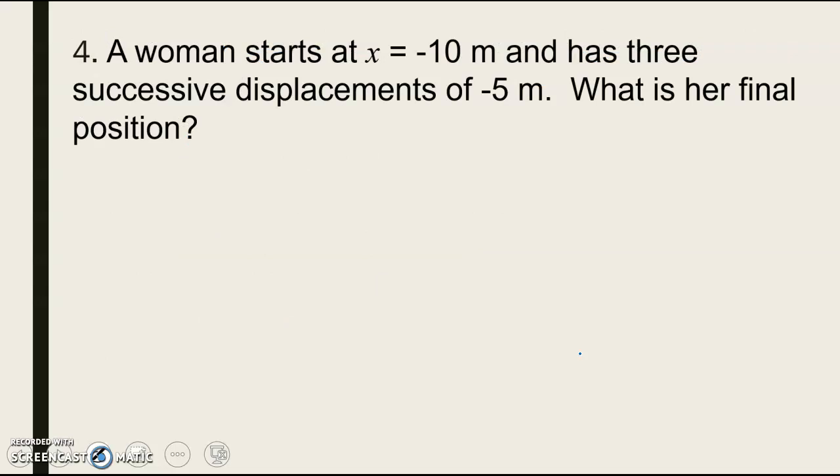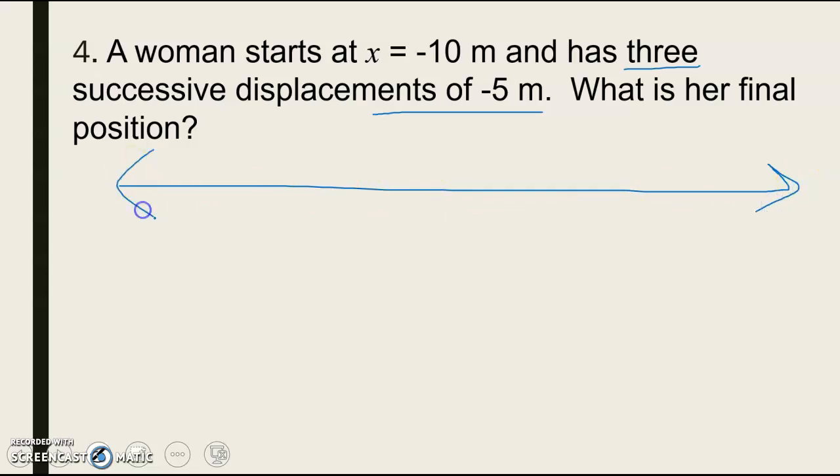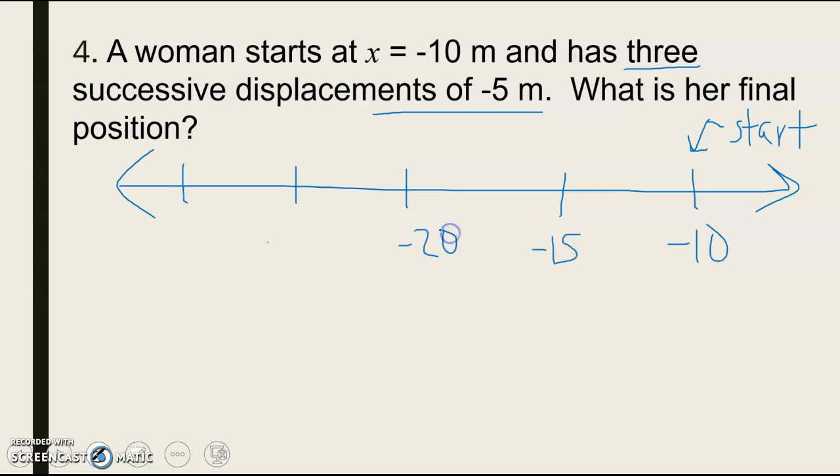Number 4, a woman starts at position negative 10 and has 3 successive displacements of negative 5 meters. What is her final position? Again, if you would like a visual, you can draw your own number line. We are starting at negative 10, so this is our starting point. It says that we have 3 successive displacements of negative 5. So the pattern is negative 5, and we can count back by negative 5. We would have negative 15, negative 20, negative 25, negative 30.